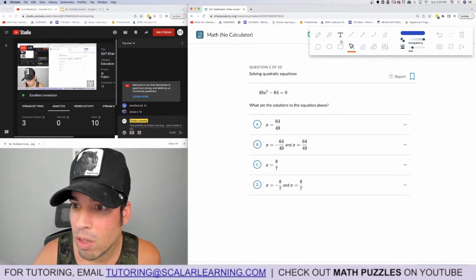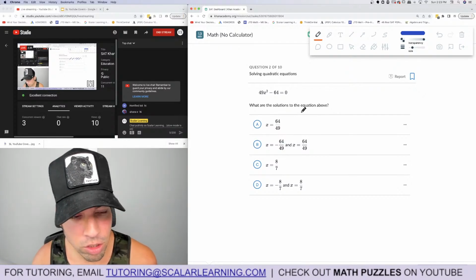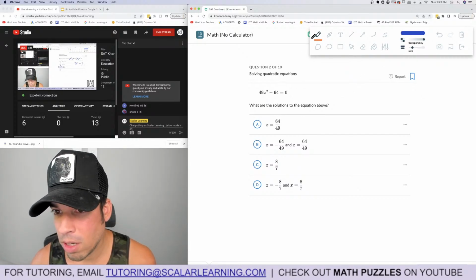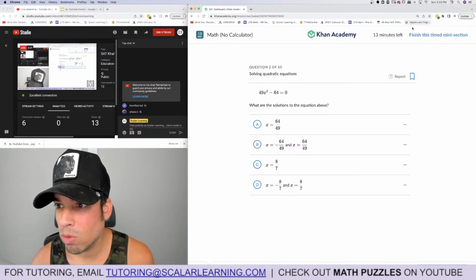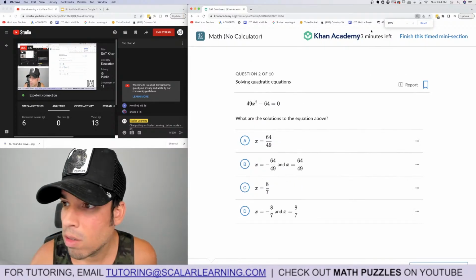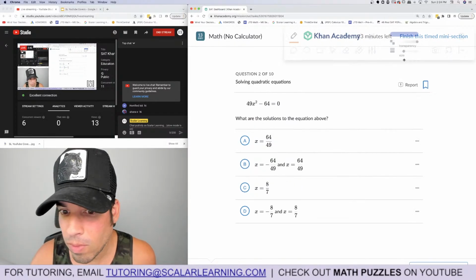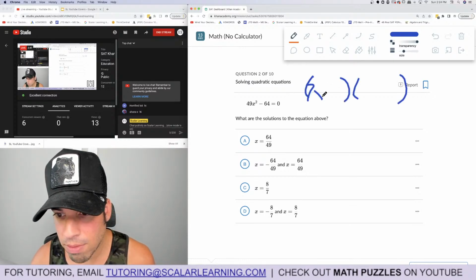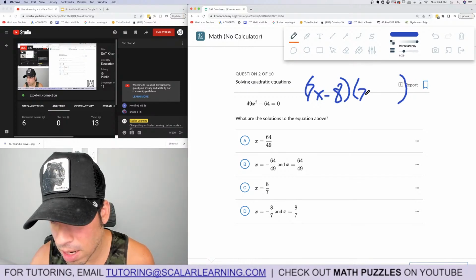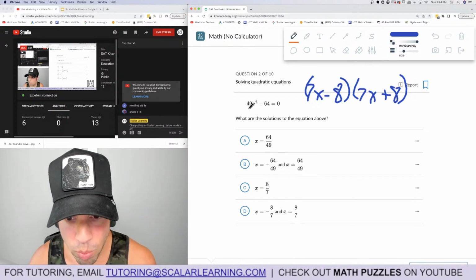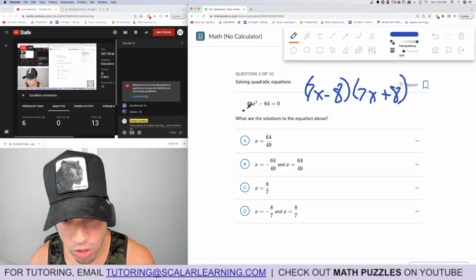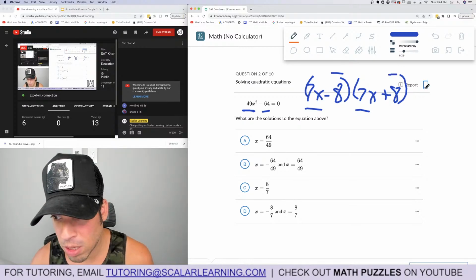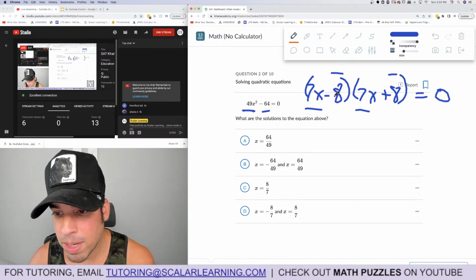Next. Here we go. What are the solutions to the equation above? So this is a difference of squares. Hold on, I think I can zoom in a little bit more. One second. It'll look a little bit better. So I'm going to factor that, and it's going to be 7x minus 8, 7x plus 8. Because the way we factor a difference of squares is we take the square root of this, that goes here and here, and the square root of this, that goes here and here, and then it's plus minus, that equals 0. So what makes this go to 0?